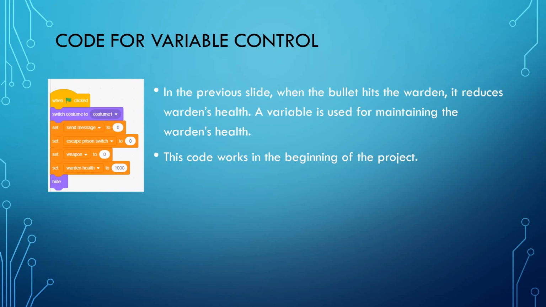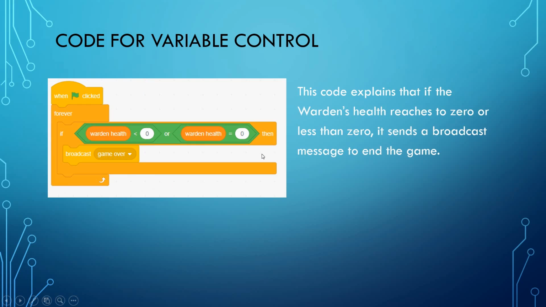Now, code for variable control. In the previous slide, when the bullet hits the warden, it reduces the warden's health. A variable is used for maintaining the warden's health. As you can see, we have our escapism switch set to 0, weapon set to 0, and our warden health set to 1000. We can set these in the player sprite. I would recommend the player sprite, but you can set it in other sprites too.